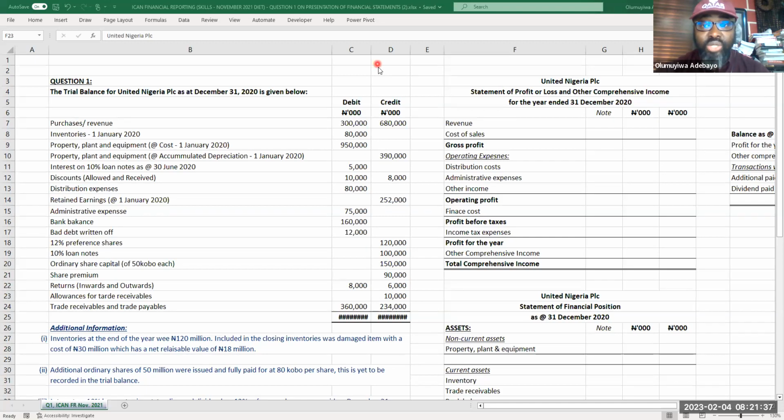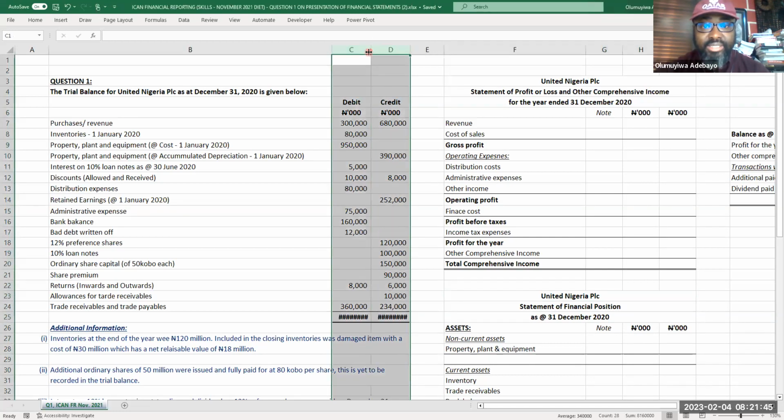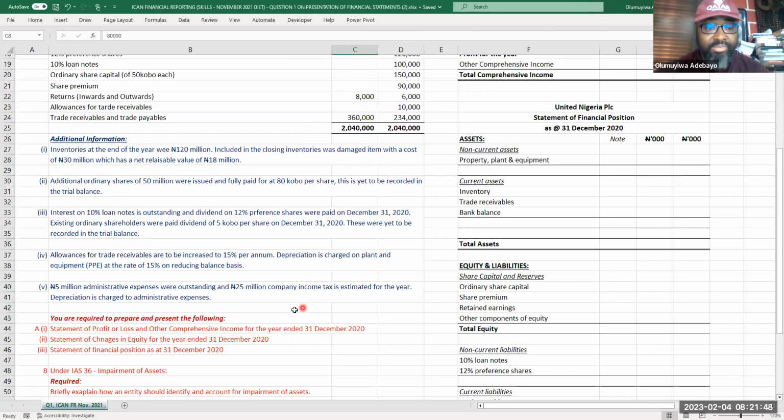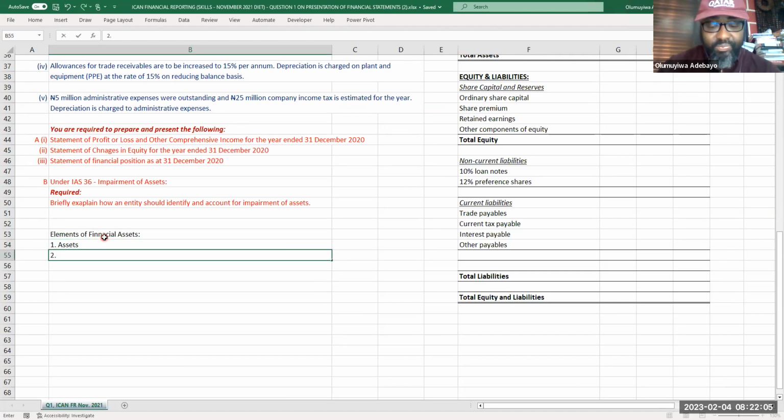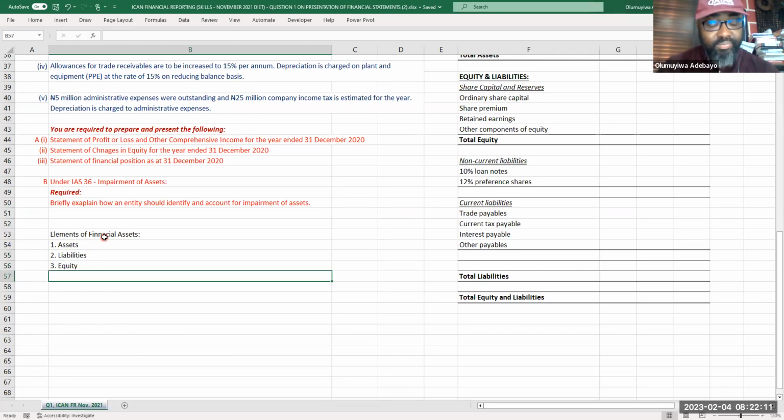Now, if you go back to our convention, you all remember that we discussed something, which probably let me put it somewhere here, that we have elements of financial statements. And there are five elements of financial statements: assets, liabilities, equity, income, and expense.